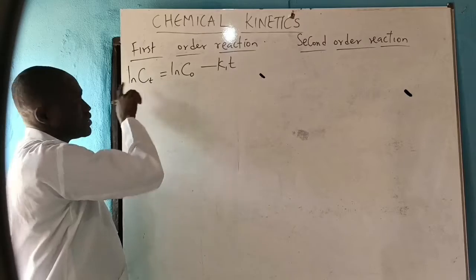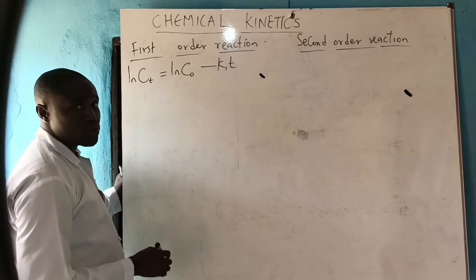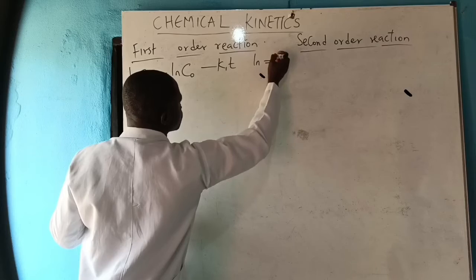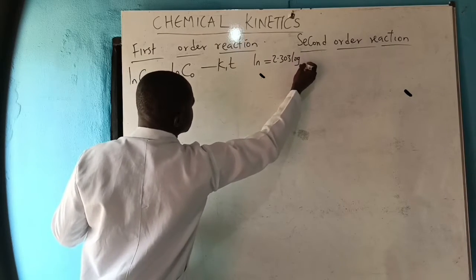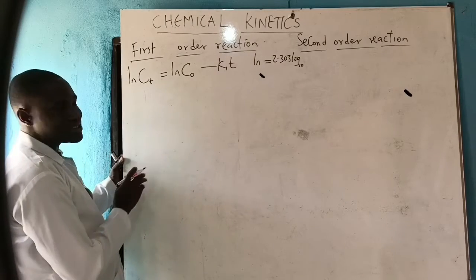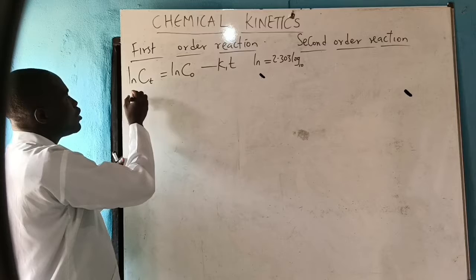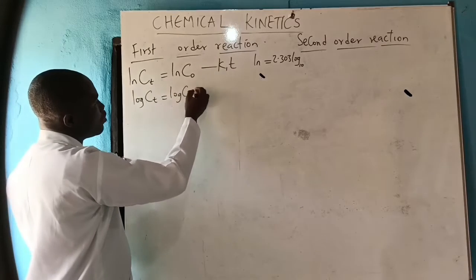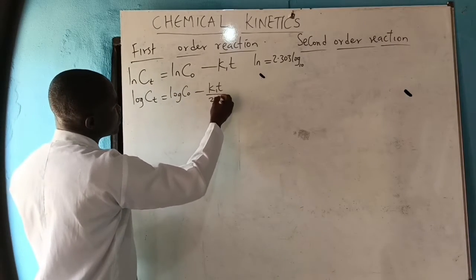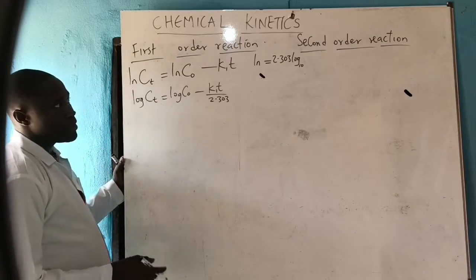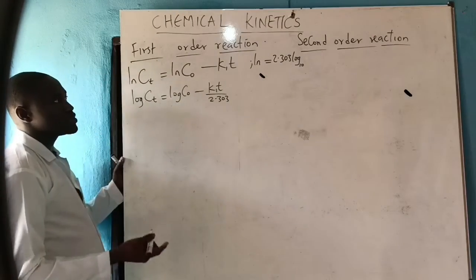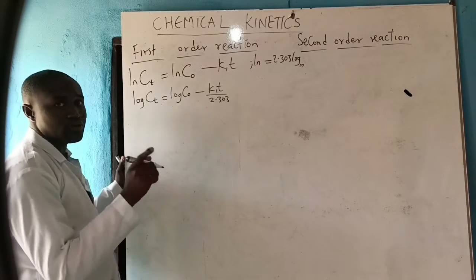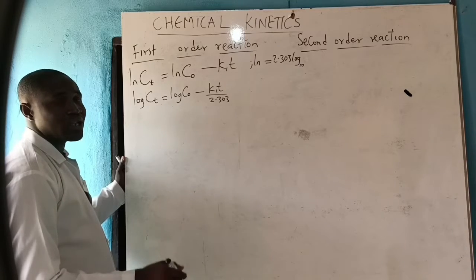Please, this ln you are seeing here is not the same as logarithm. Note that ln is equal to 2.303 log in base 10. Okay, so ln and log are not exactly the same. So putting this in terms of log, we say it is log Ct equals log C0 minus K1t all over 2.303. Okay, we have been able to see their units, right? The unit of this K, the unit of that rate constant for each of the reaction orders, that is the zero order, the first order, and the second order.